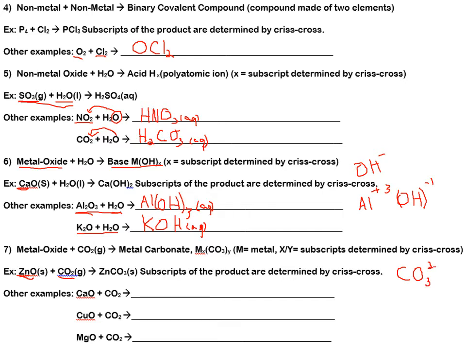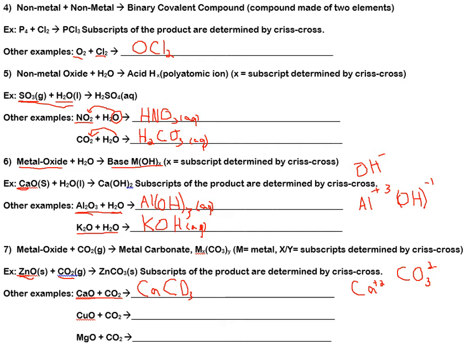So if you want to find, let's say for example, the product of the reaction calcium oxide plus CO2, you would do a crisscross between Ca 2+ and CO3 2-, and that would give you CaCO3. And you would do the same for the other ones down there. So you can pause the video, try it out yourself, see if you get the same answer.